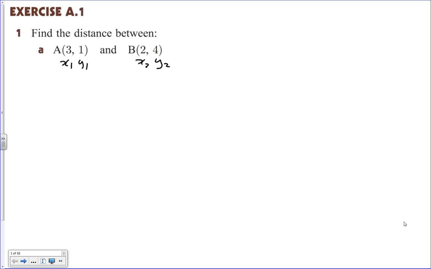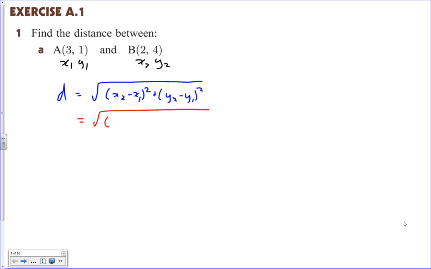Now we need to draw our formula. So d equals square root x2 take x1 squared plus y2 take y1 squared. From there we need to substitute in. So that equals square root x2, so we're going to have 2 take 3 all squared plus 4 take 1 all squared.